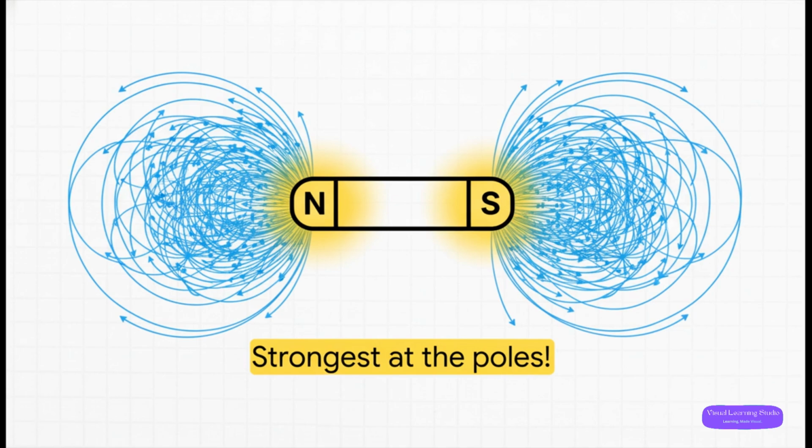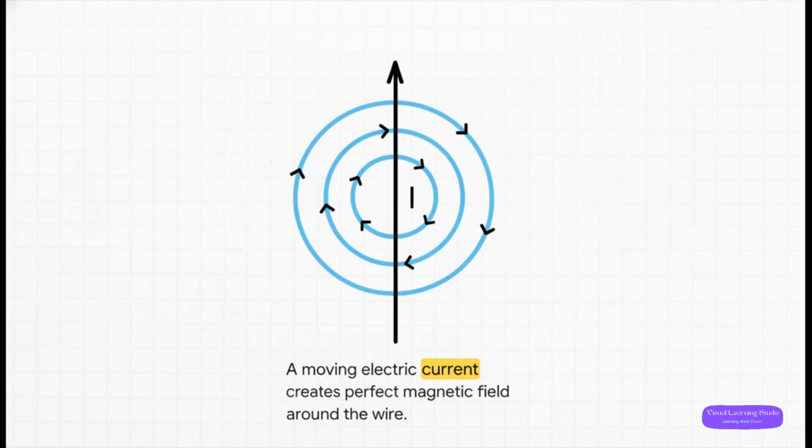Then they curve all the way around and enter the South Pole, where they're packed together again. It's a perfect visual for why a magnet's pole is always strongest right at the poles. Okay, now for something that's really kind of mind-blowing.